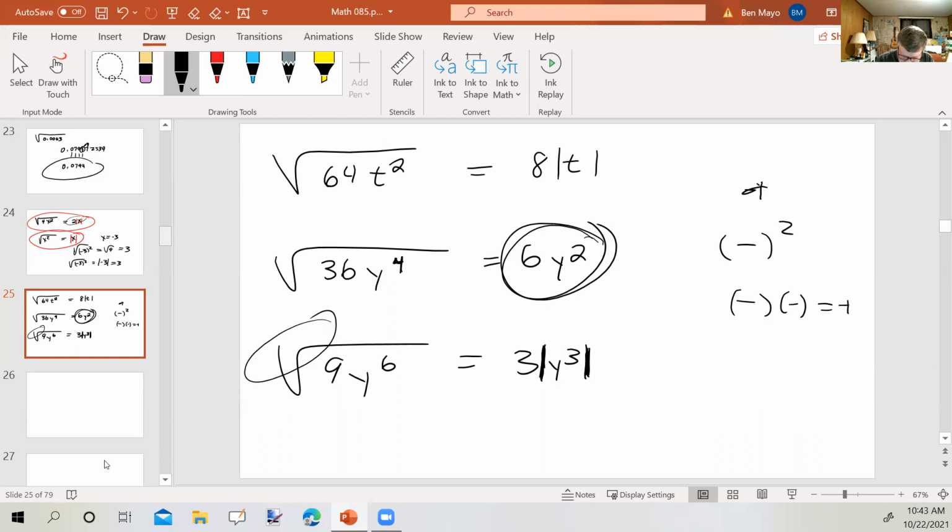Something I just mentioned that I kind of neglected to mention earlier, when you have something like this and there's no index written, the implied index is a 2. Okay, so when you write a square root, you could write it this way, or you can just write it this way. Again, the index is an implied 2 if it's not written.